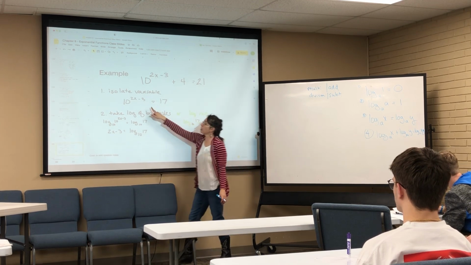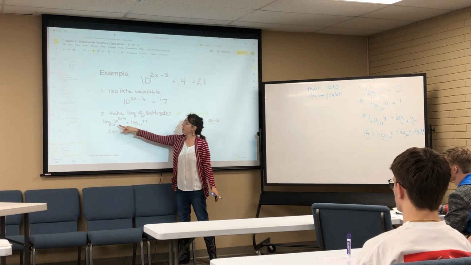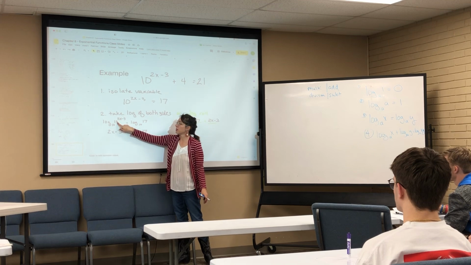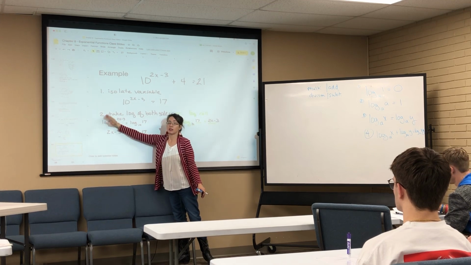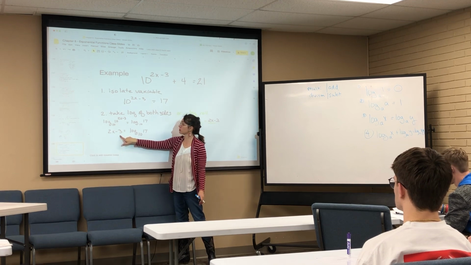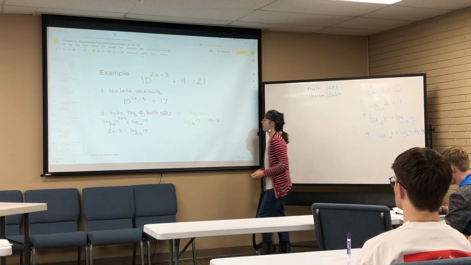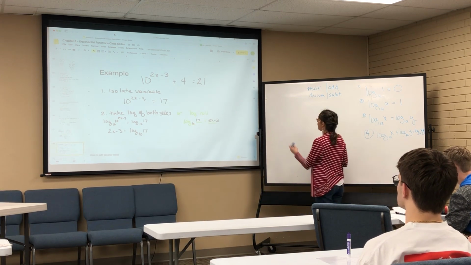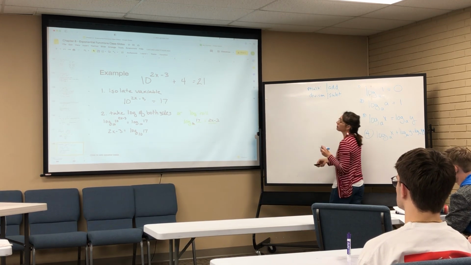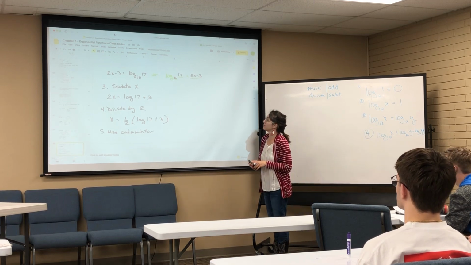We can also take log 10 of both sides. Now I have log 10 of 10. Those match. It erases the whole side. And we're simply left with 2x minus 3 and log 10 of 17 in that case. So if we want to solve for x, we're going to isolate x.